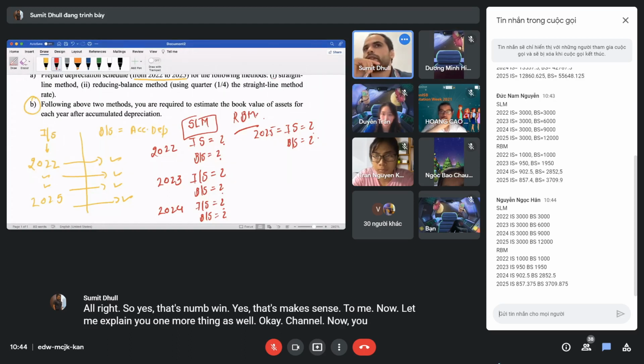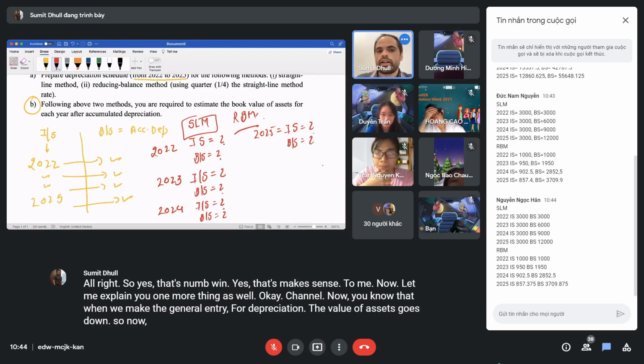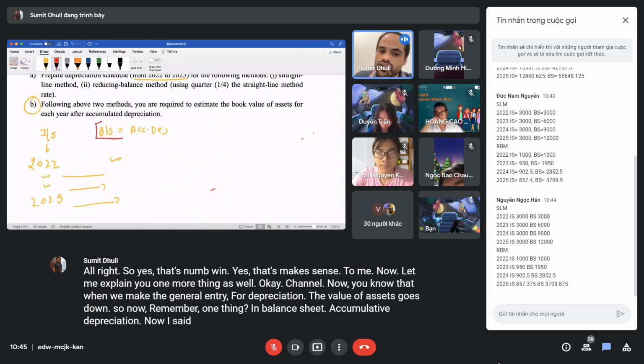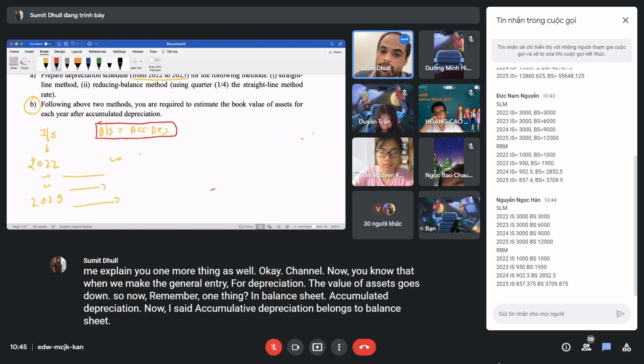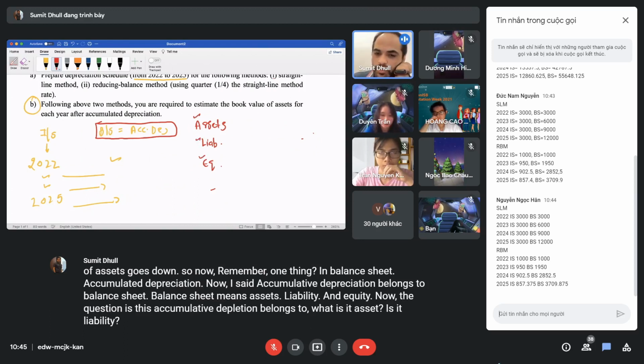Now you know that when we make the journal entry for depreciation, the value of assets goes down. So now remember one thing: in the balance sheet, accumulated depreciation belongs to the balance sheet. Balance sheet means assets, liability, and equity. Now the question is, this accumulated depreciation belongs to what? Is it asset, liability, or equity?